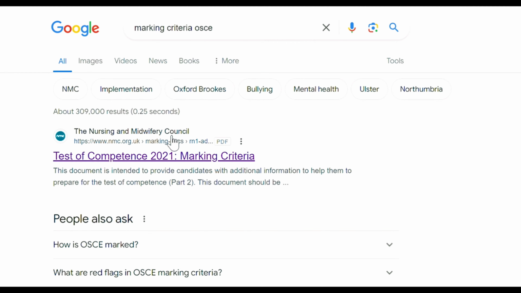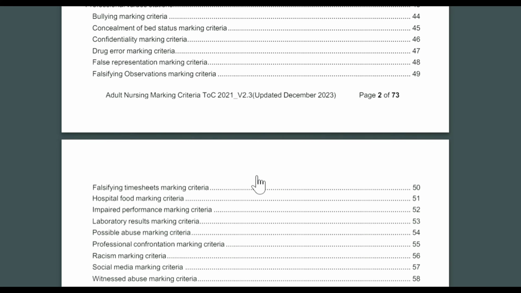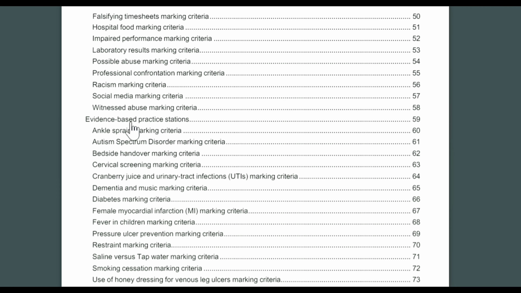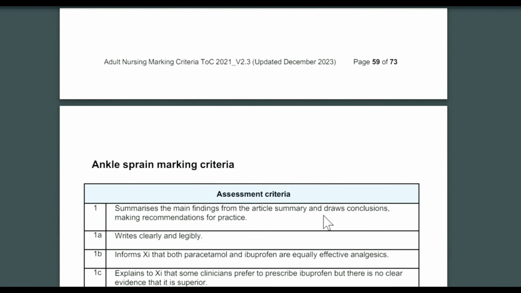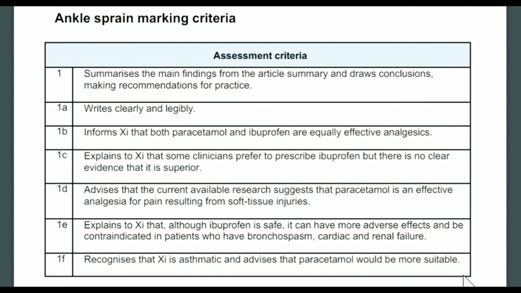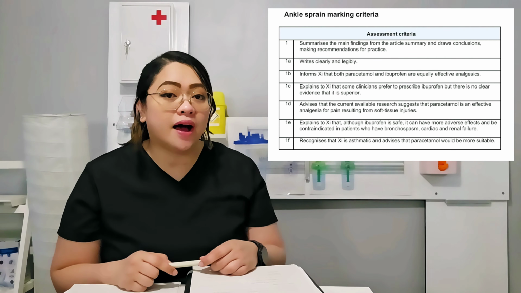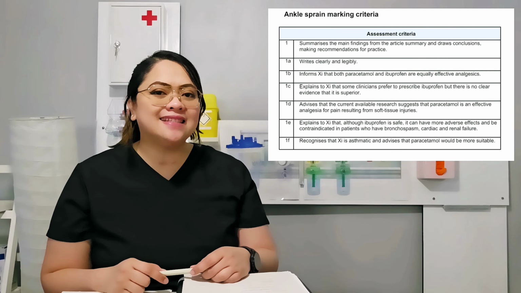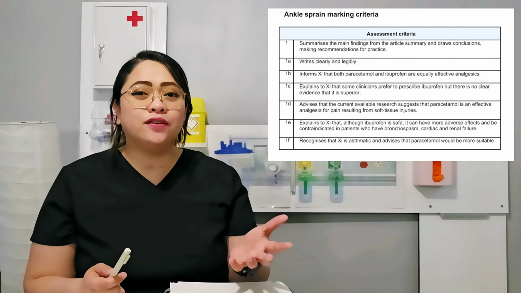This is where you're going to get the marking criteria from the NMC UK.org. Finding the table of contents, just go directly to the evidence-based practice scenarios and there you have it. You're going to find ankle sprain in there, and this is the marking criteria that I'm talking about, nurses. Follow this one. As you can see, there's a lot to remember, but you have to memorize this and learn it by heart. It's too much. There's about how many? 15 of these?